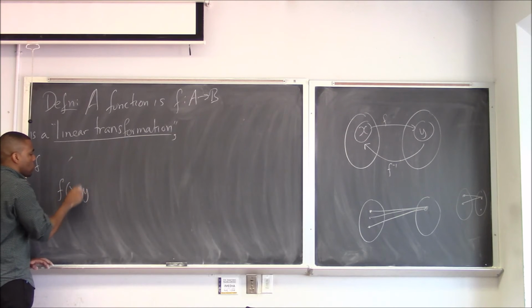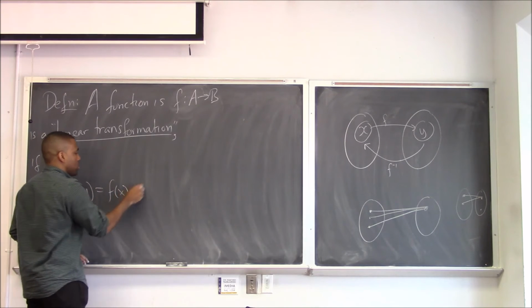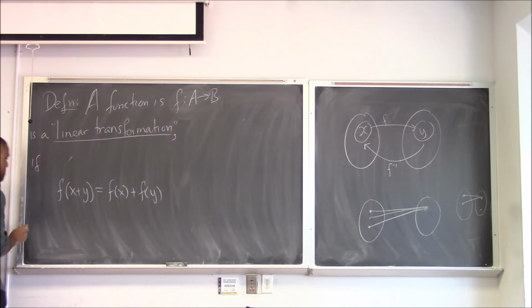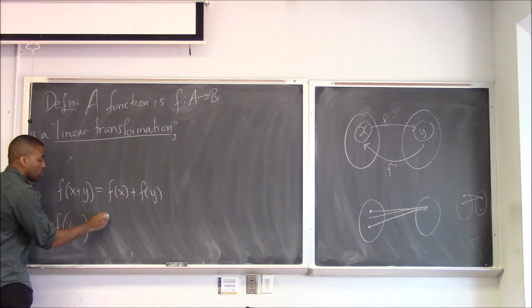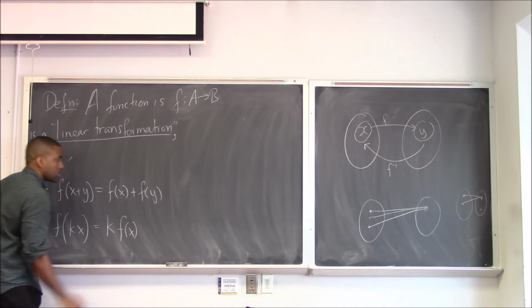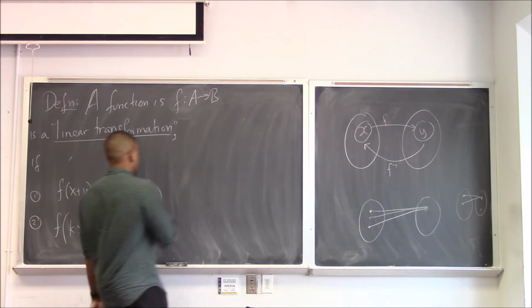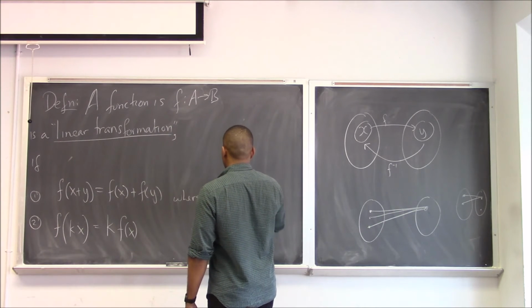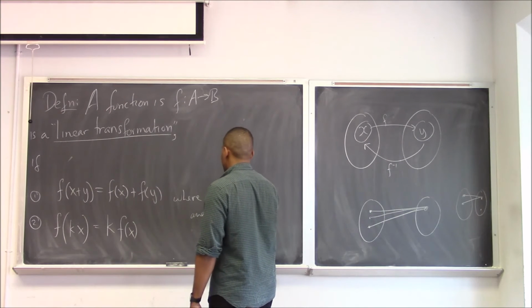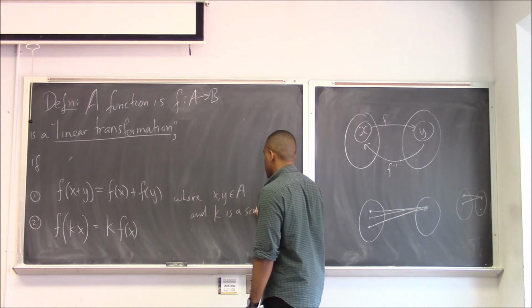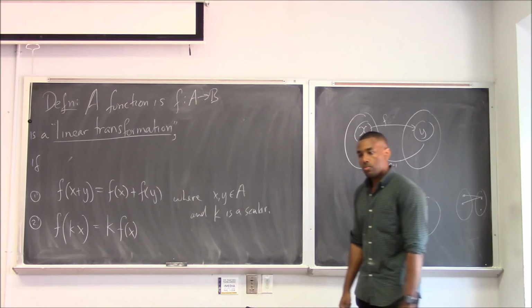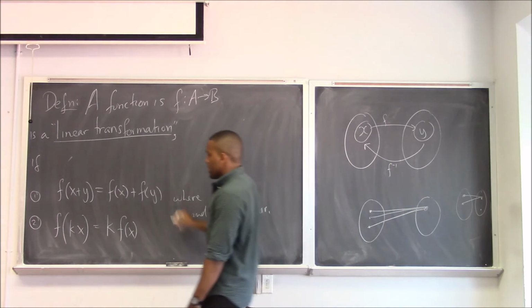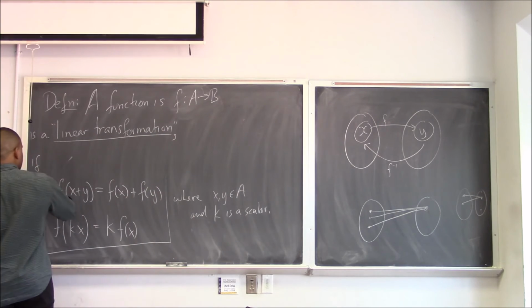If f of x plus y is equal to f of x plus f of y. So that's one condition. The second condition is f of k times x is equal to k times f of x, where x and y are elements of A and k is a scalar, meaning the element of a field. Any function that fulfills these two properties, we call this function a linear transformation.